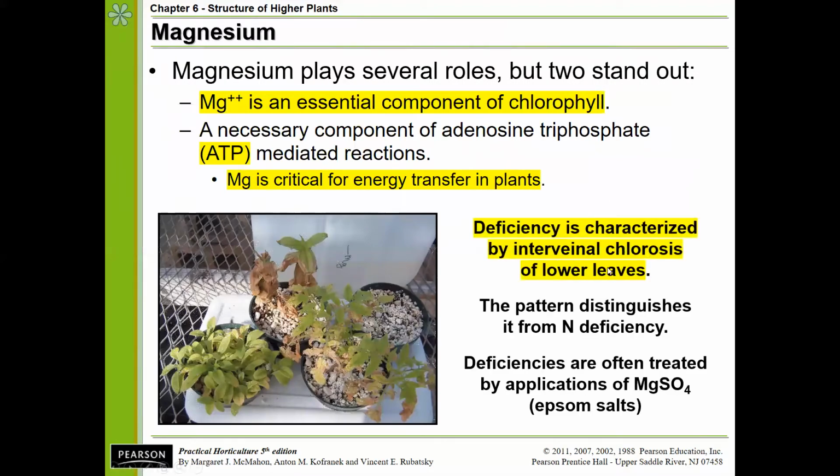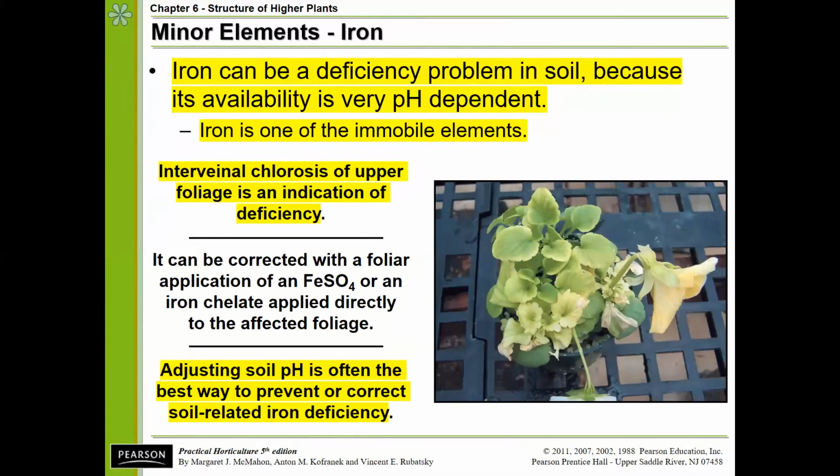And when we have deficiencies, we often have these tissues appear to be rotting. Magnesium deficiency, intraveinal chlorosis of lower leaves. Magnesium is mobile. So that's why we see it on the lower leaves, because plants will reutilize it to move it to new leaves if they need to. Iron is one of the nutrients that is immobile. So that's why we see that chlorosis appearing in the upper foliage, because plants cannot move it to the new tissues.